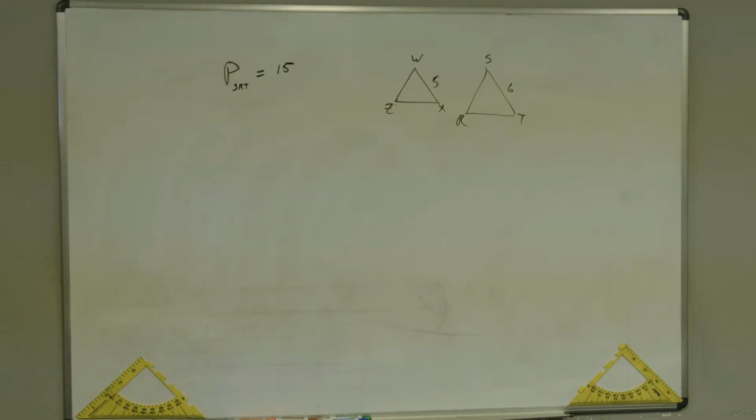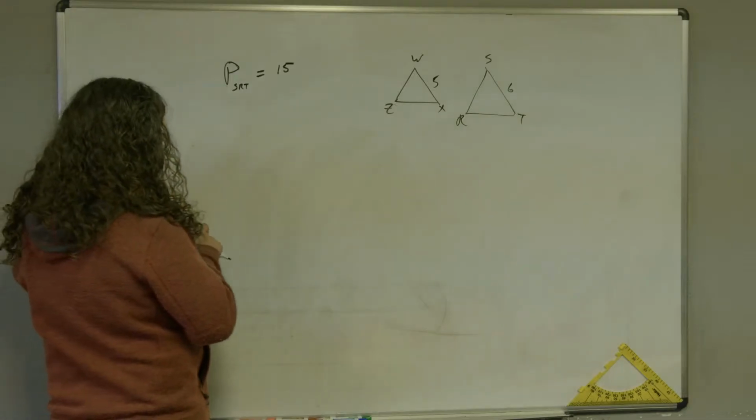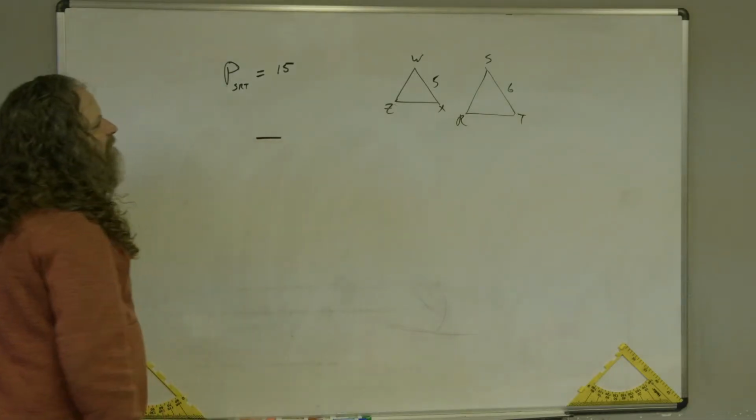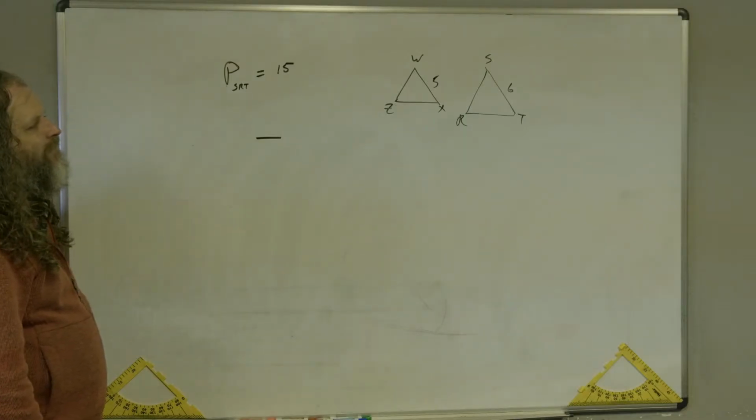What about the sides? They have to be proportional. What about their perimeters? How do we get perimeter? We add up all the sides. So you think their perimeters are also proportional? Probably so. Let's build a proportion. What fraction are we going to put over here? 5/6? Yeah.